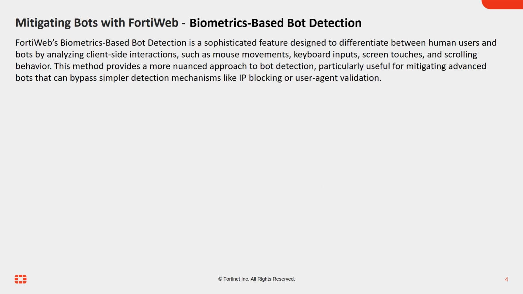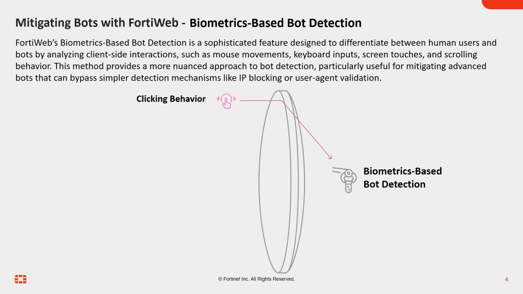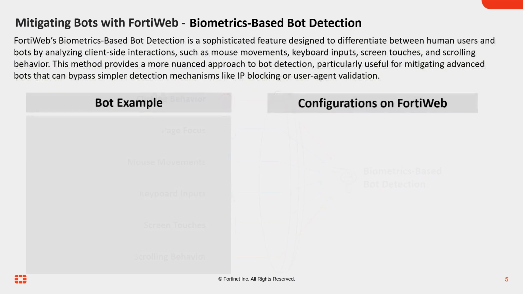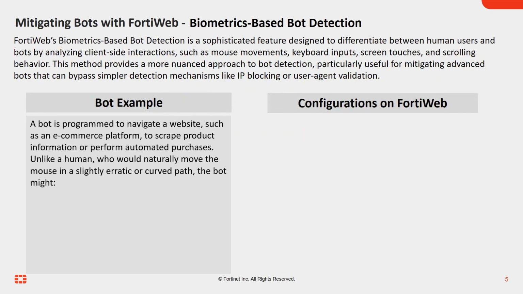Biometrics-based bot detection is an advanced feature that distinguishes human users from bots by analyzing client-side interactions, such as clicking behavior, page focus, mouse movements, keyboard inputs, screen touches, and scrolling behavior. In this example, a bot is programmed to navigate an e-commerce website to scrape data or perform automated purchases. Unlike a human, who would naturally move the mouse in a slightly erratic or curved path, the bot might move the mouse in perfectly straight lines or with unnaturally consistent precision.